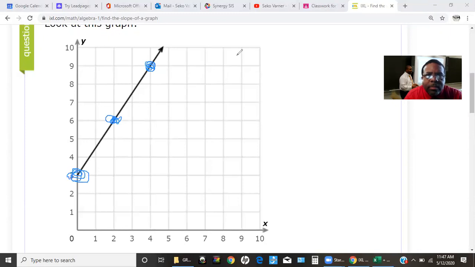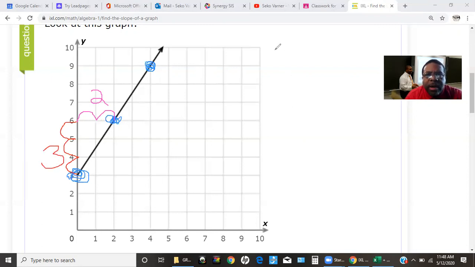So what we're going to do here is determine the slope. What we've done here is we went up 1, we went up 2, we went up 3. And then we went over a couple of spaces too. We went over 1, 2. And that gets us from this perfect space to this perfect space. So we went up 3 and we went over 2.